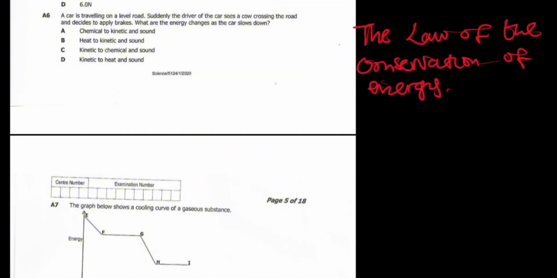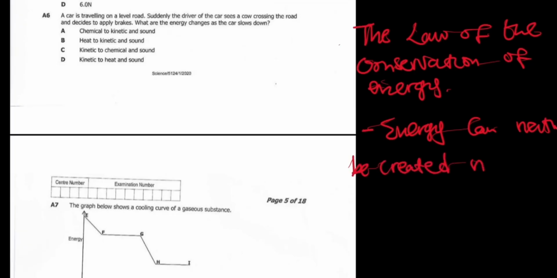So this law states that energy can neither be created nor be destroyed, but it can be changed from one form to another. This is the law that we are going to apply here. The law of the conservation of energy is important. It shows that energy can neither be created nor destroyed, but it can be changed from one form to another.